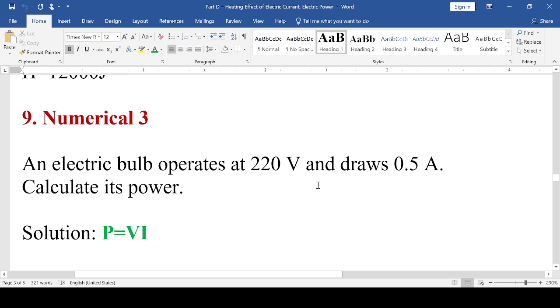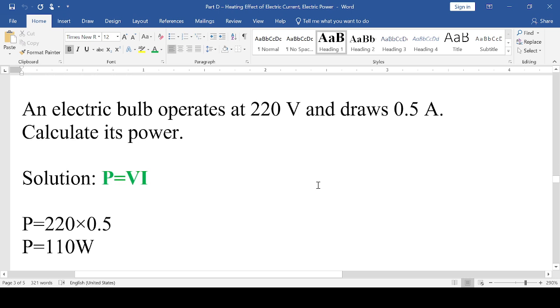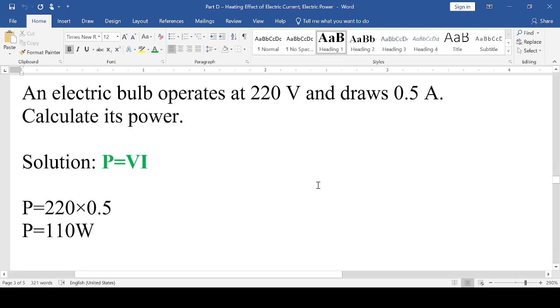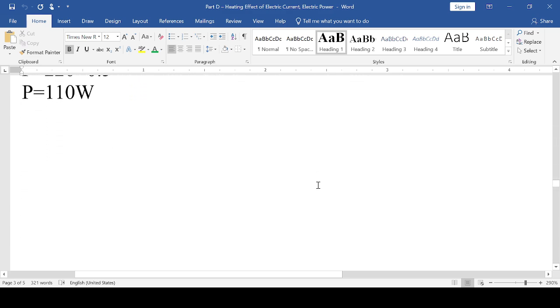Next, an electric bulb operates at 220 volts and draws 0.5 amperes. Calculate its power. Solution: P equal to V times I. So V is 220 and I is 0.5 amperes. So 220 times 0.5, P is 110 and the unit of power is watts. So power will be equal to 110 watts.